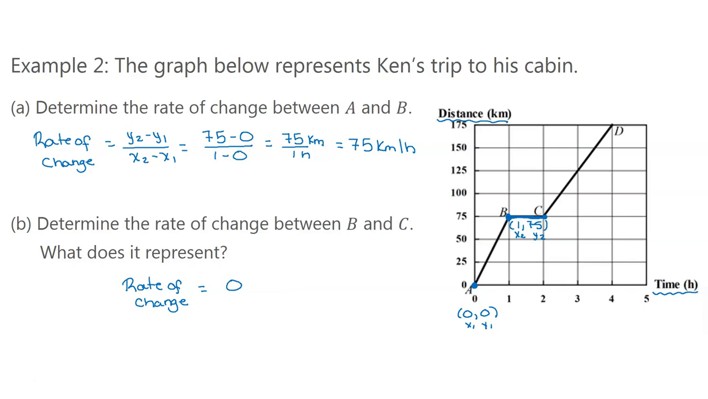Now we do need to include the units though. It's 0 kilometers over the 1 hour. So 0 kilometers per hour. So that helps us to determine what it represents. If he went 0 kilometers per hour, that essentially means that Ken was stopped, right? He didn't travel anywhere. So let's just say that this means that Ken stopped for 1 hour.